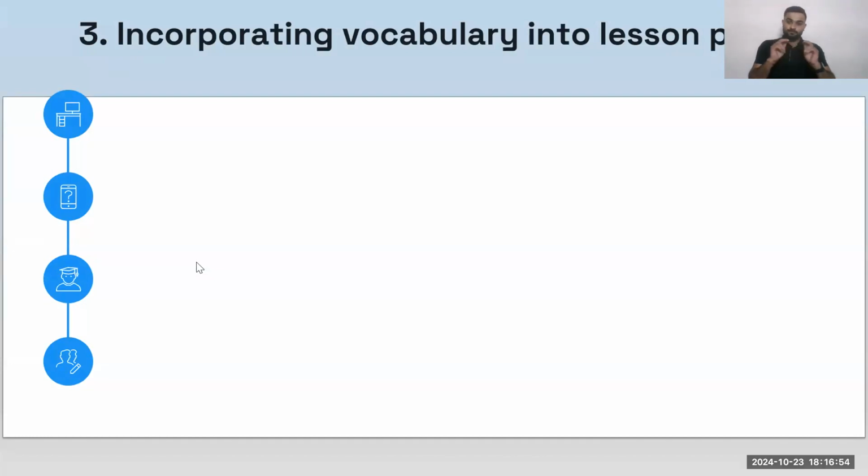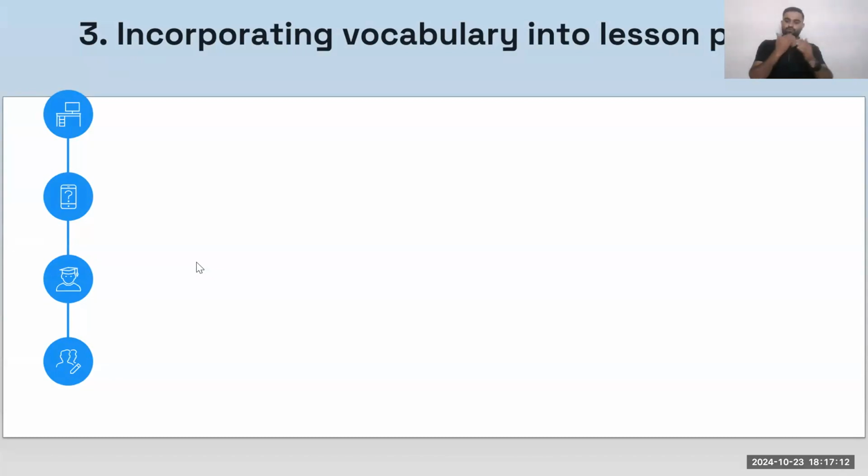Okay, over to you, Isha, for the last way of how to incorporate vocabulary learning into the lesson plan. And that's what teachers are always exploring: how to create an interesting vocabulary lesson plan.